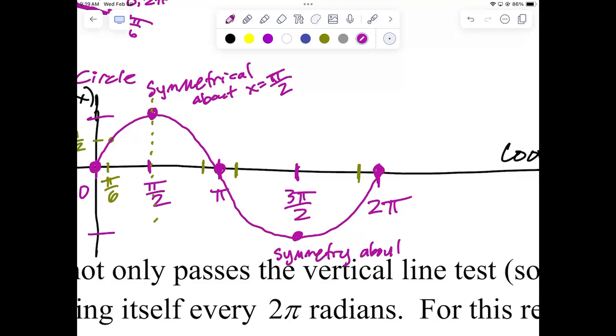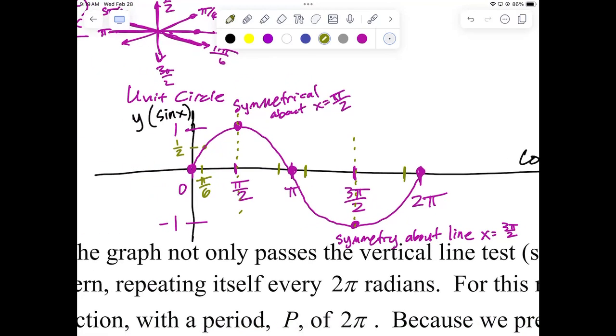about the line x equals 3 pi halves. So if you were to draw a dotted line there and fold it, it should line up with itself. And those two lobes that we created, one above and one below, those should be equal to each other.